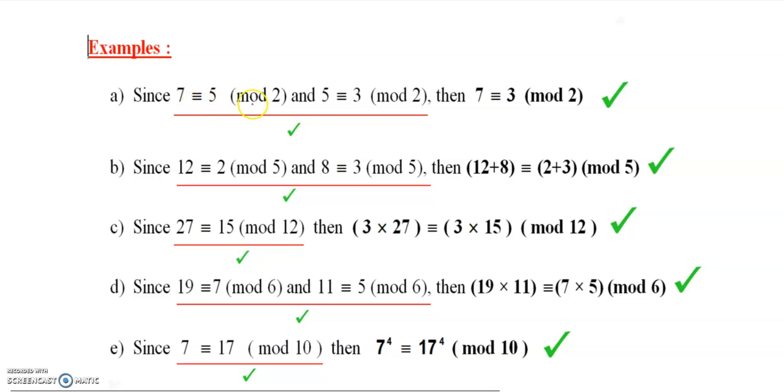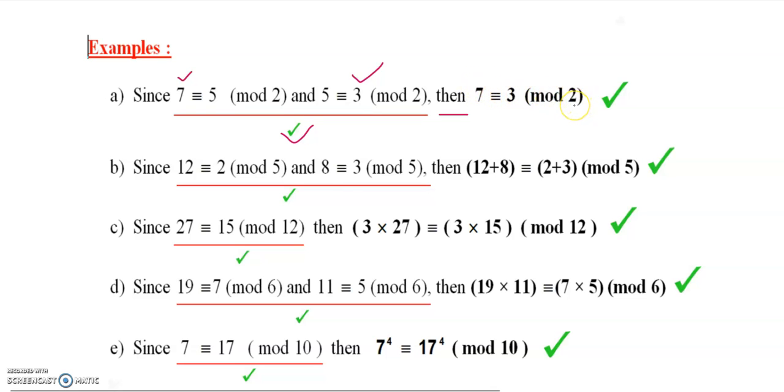7 congruent 5 modulo 2 and 5 congruent 3 modulo 2. Okay, actually why I put a red line here, these two are correct congruent modulo. It is given. If these two are valid, by the property I can combine this 7 and this 3, and then I can write the same modulo here. You see here, 7 congruent 3 modulo 2.